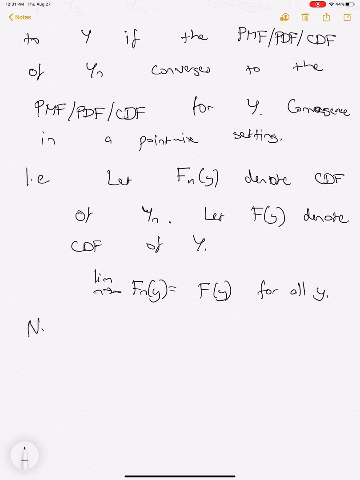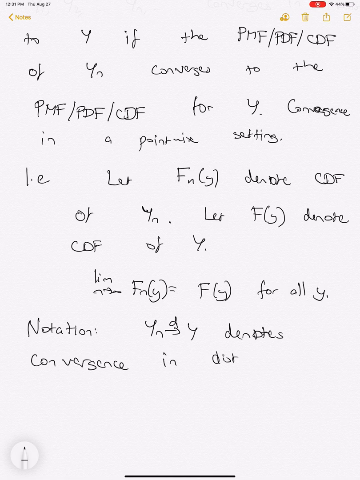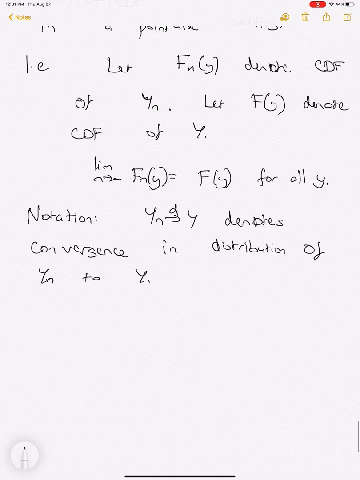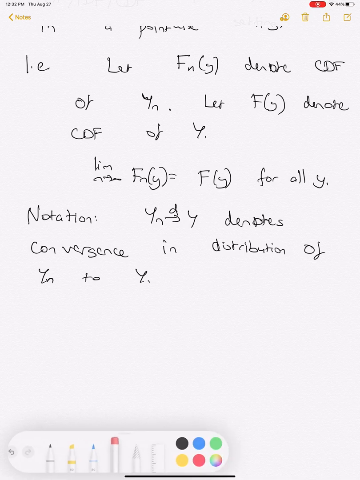And once again, we're going to introduce some notation here. The notation that we're going to use is that Yn converges in distribution is denoted by Yn with an arrow going to Y, and then we use the D above that once again because we have multiple notions of convergence, and we want to specifically refer to the fact that we're talking about convergence in distribution here. And so to finish this lecture, we're going to go through an example.